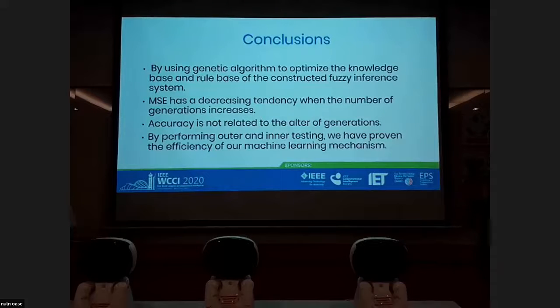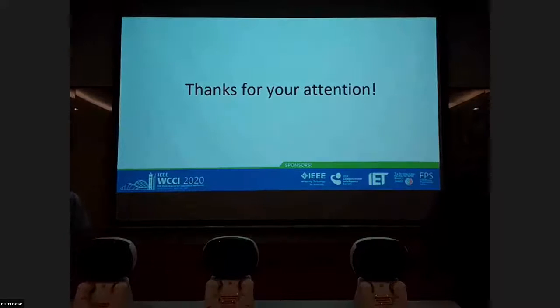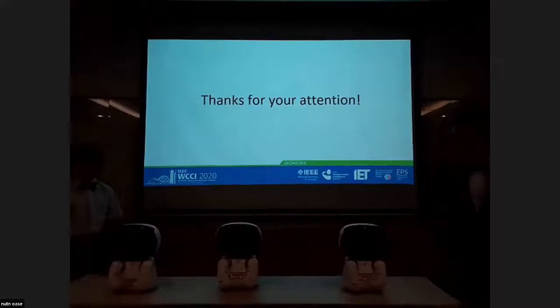And our conclusions: by using a genetic algorithm to optimize the knowledge base and rule base of the constructed fuzzy inference system, MSE has a decreasing tendency when the number of generations increases, and accuracy is not related to the number of generations. And by performing testing, we have proven the efficiency of our machine learning mechanism, which means that our goal has finally been achieved. This is the end of our presentation. Thank you for listening. If you have any questions, you can tell us right now, and we'll answer them for you.